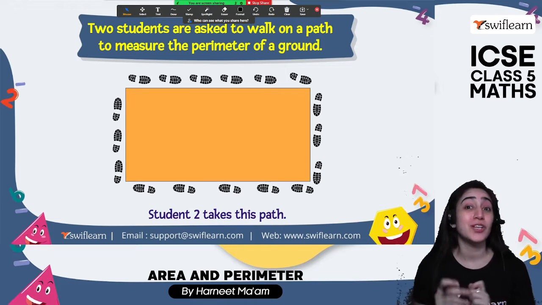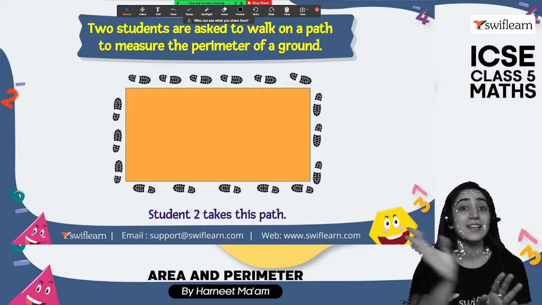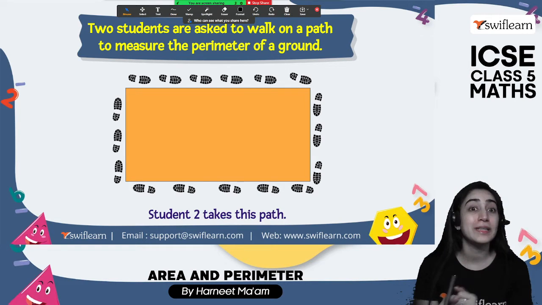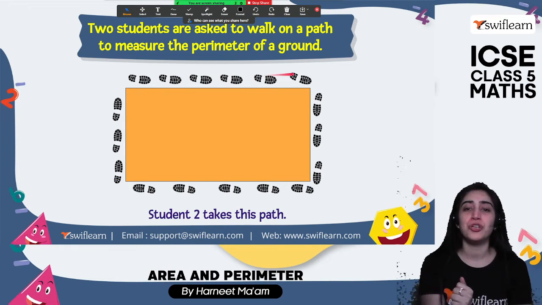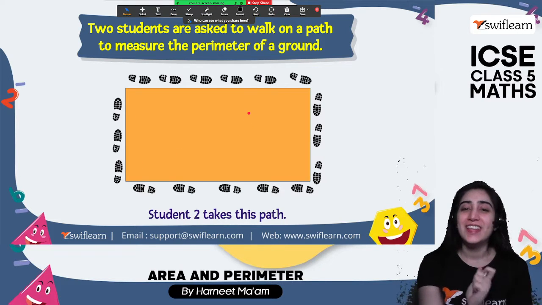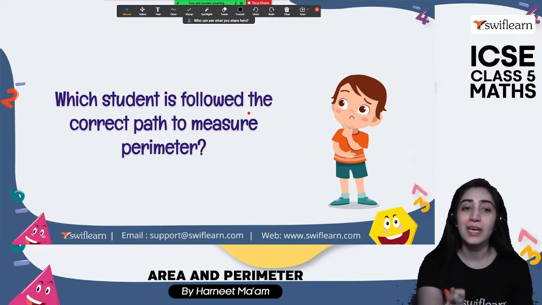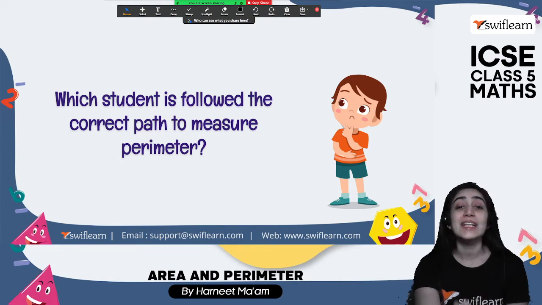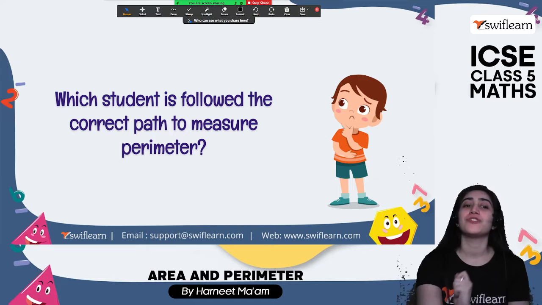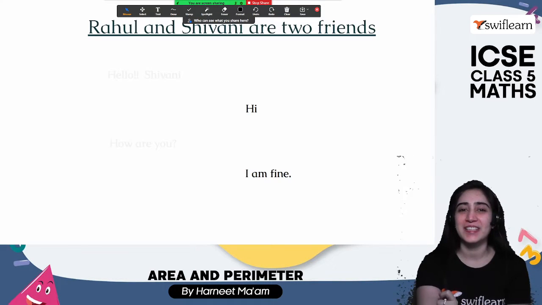The 1 was not correct because what does it say? That we can't take the diagonal lines, the slanting lines, we can't go inside. So we have to just walk on the boundaries, not inside. So that's why student number 2 is the right one. He will tell me the right path to measure the perimeter. Very good, guys. That's right.